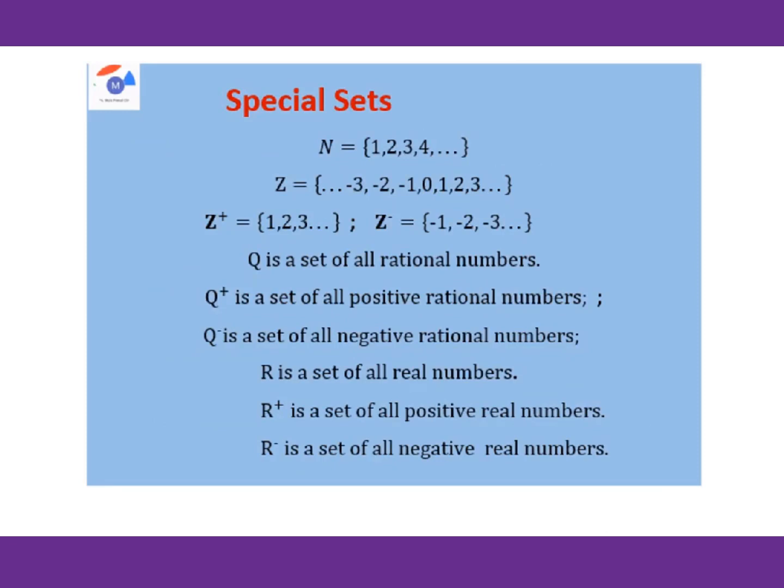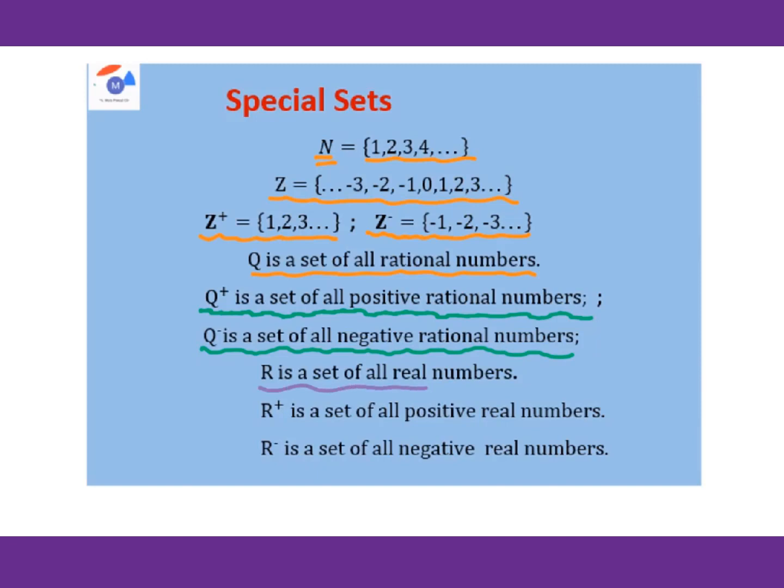Special sets: we use N to stand for natural numbers. Z stands for integers. Z plus stands for positive integers. Z minus means negative integers. Q is the set of all rational numbers. Q plus is the set of all positive rational numbers. Q minus is the set of all negative rational numbers.